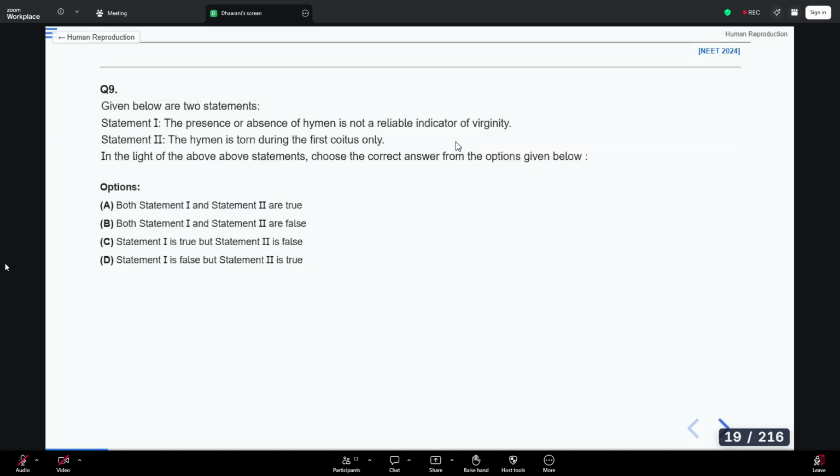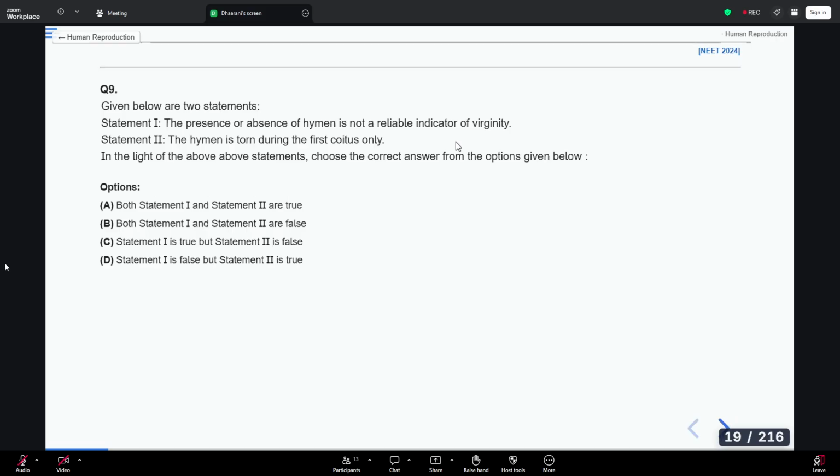Next question. Given below are two statements, so it is a statement based question. Statement 1: The presence or absence of hymen is not a reliable indicator of virginity. Statement 2: The hymen is torn during the first coitus only. In the light of the above statements, choose the correct answer from the options given below. So what is the answer? Both statements are true, both are false, statement 1 is true and 2 is false, 1 is false and 2 is true. Option C. 1 is true but 2 is false.